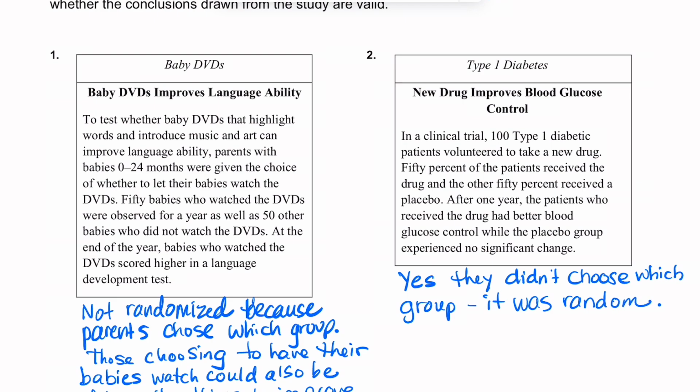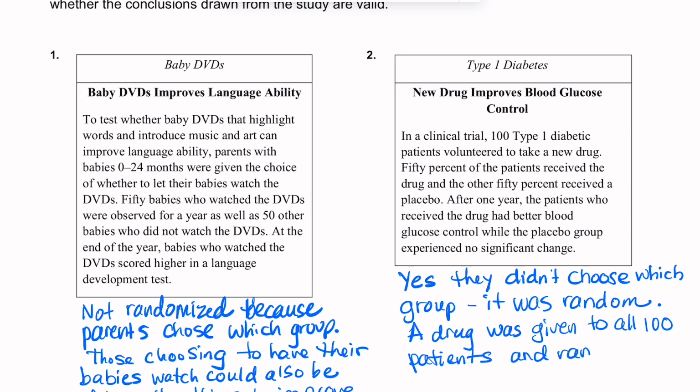A drug was given to 100 patients, and randomly half of them got the placebo one, right? Okay, so that's kind of the difference between a randomized and a not randomized comparative experiment.